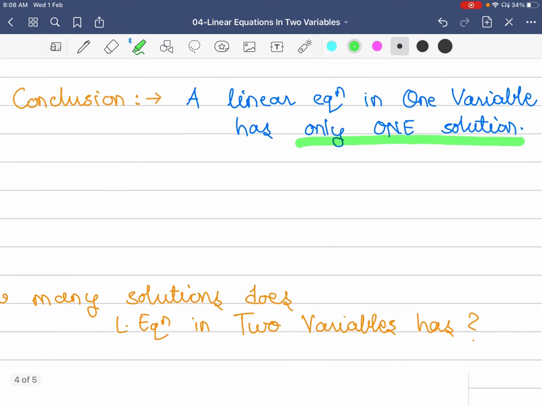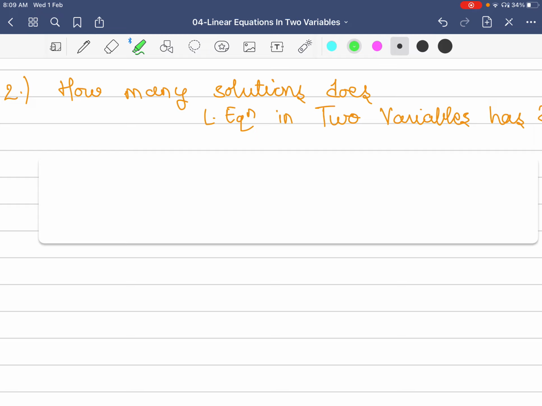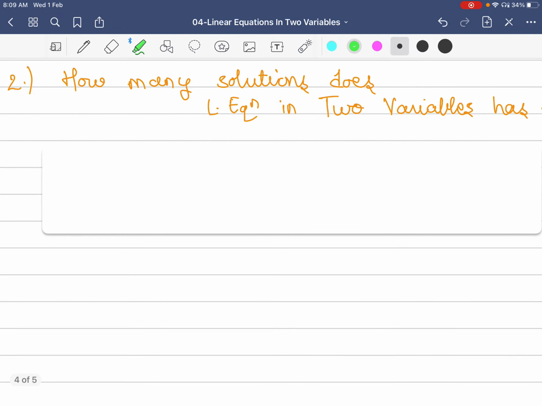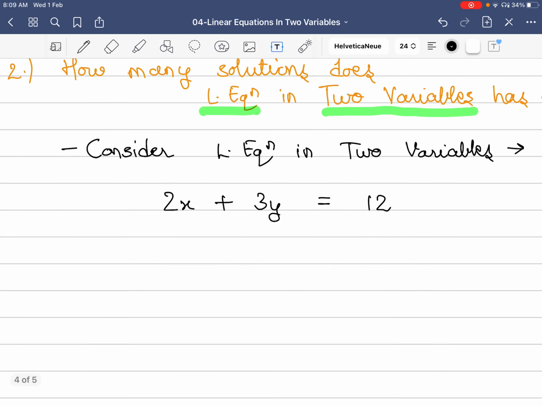Now let us move ahead and try to find out how many solutions a linear equation in two variables has. We are going to consider a linear equation in two variables and see whether it will have one solution, two solutions, 5 solutions, or 10 solutions. Let us see. Here I have already written down a linear equation in two variables, that is 2x plus 3y is equal to 12. As you can see, these are the two variables x and y in this equation.